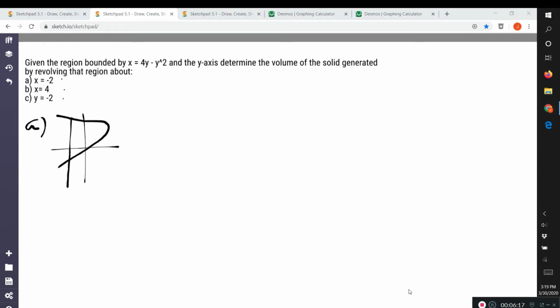Now, in this particular situation, we're going to end up using the washer method because we're rotating around this line right here, the line x equals -2. We're going to call the big radius the distance from that line to the curve, and the little radius the distance from that line to the y-axis. Now, why do we do that? Because the region is bounded by the y-axis, so we do need to cut out that part.